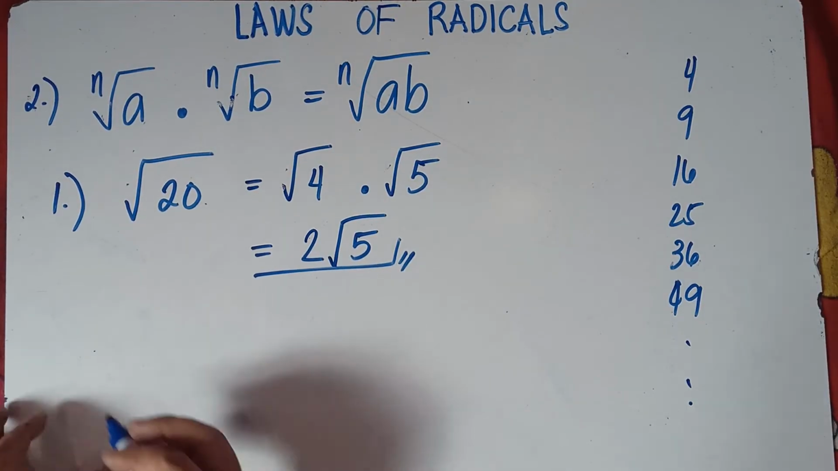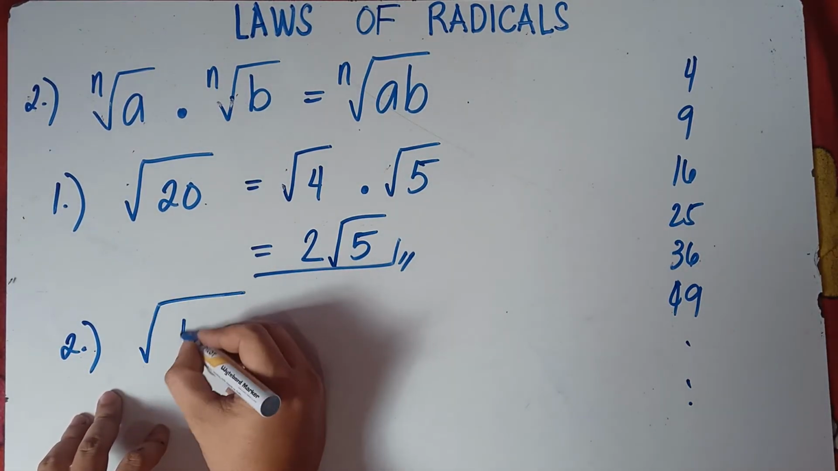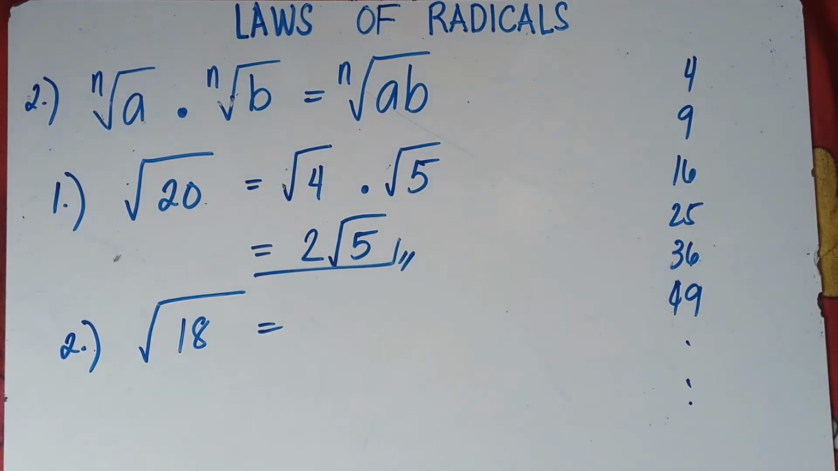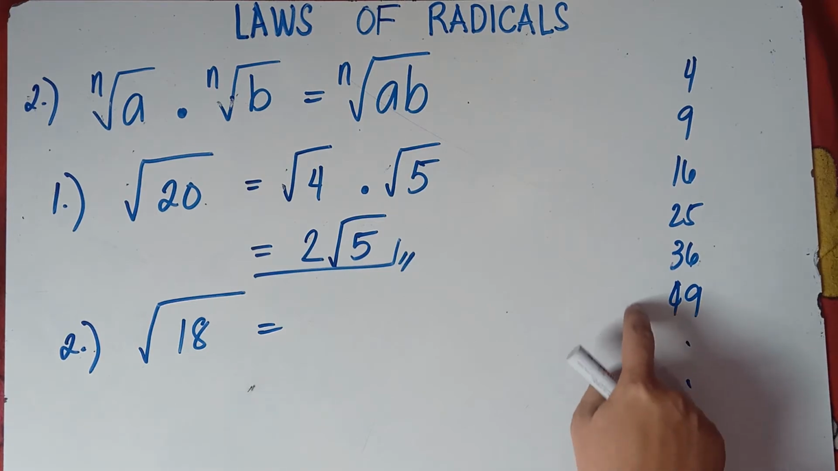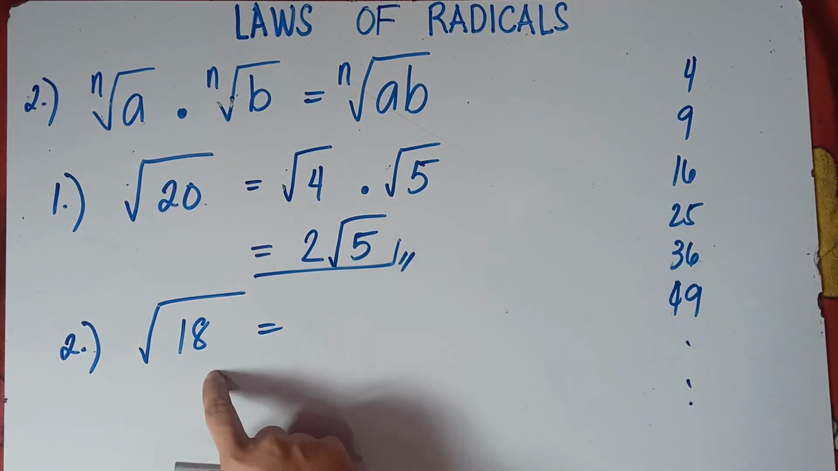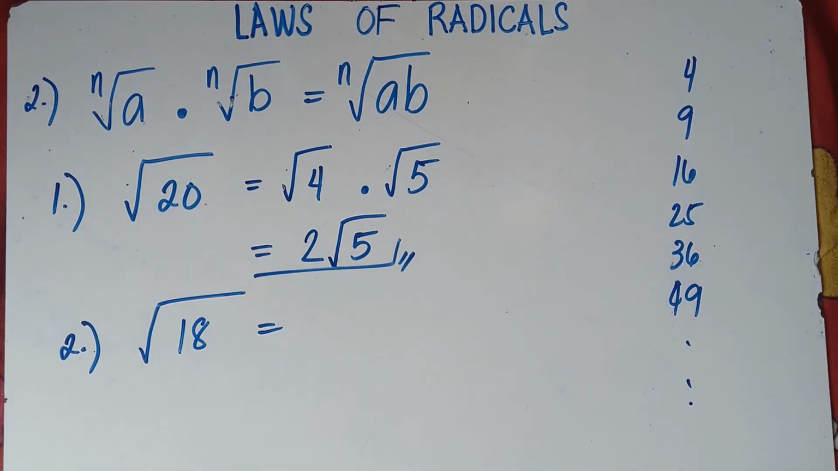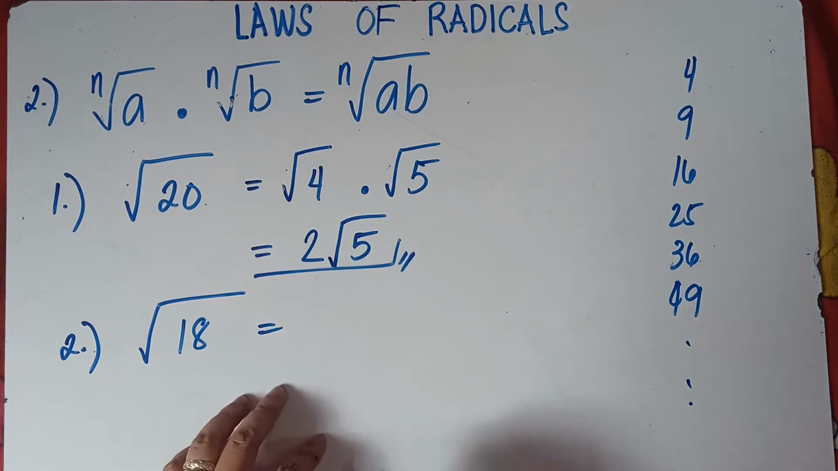So let's try another example, class. What if you have the square root of 18? How will you simplify this one? The square root of 18 is not a perfect square. Therefore, you find two numbers where one number is a perfect square and the other is not. What would be the number, class, divisible by 18? That's correct. That would be 9, right? Can we divide 18 by 9? Yes. 18 divided by 9 is 2, or 9 times 2 is 18. So one number is a perfect square, the other is not.